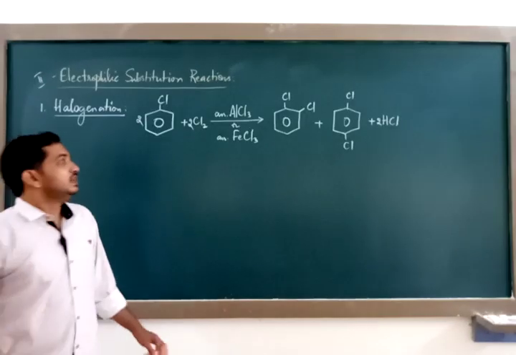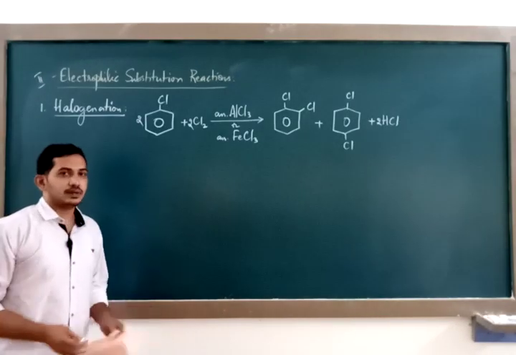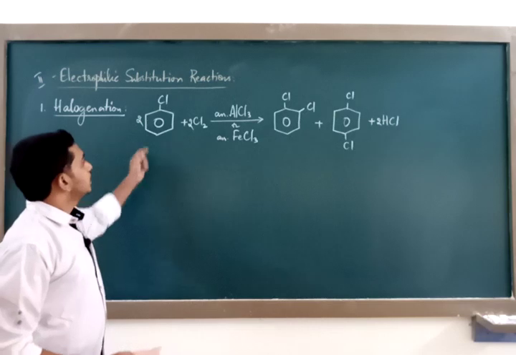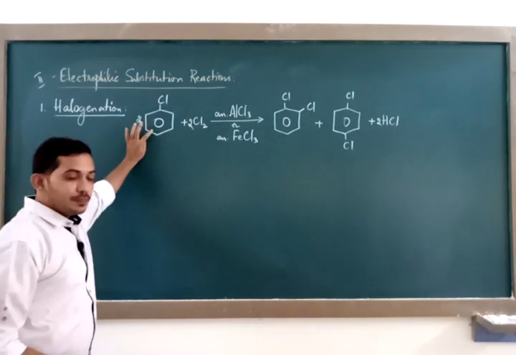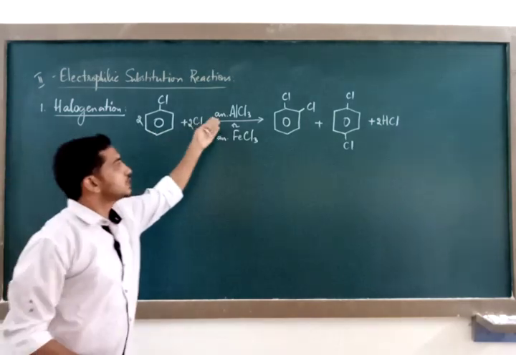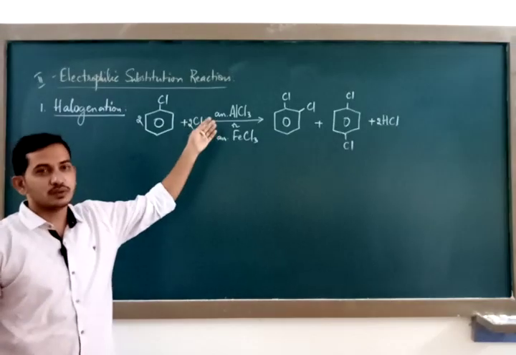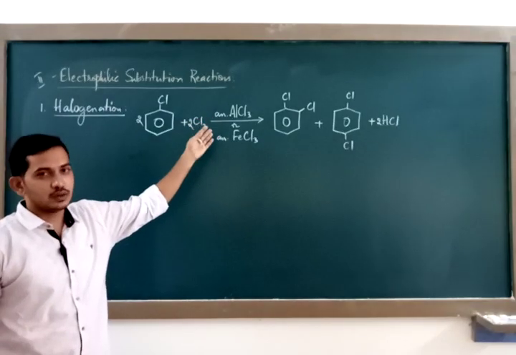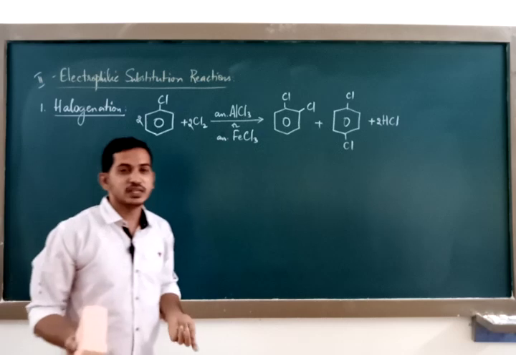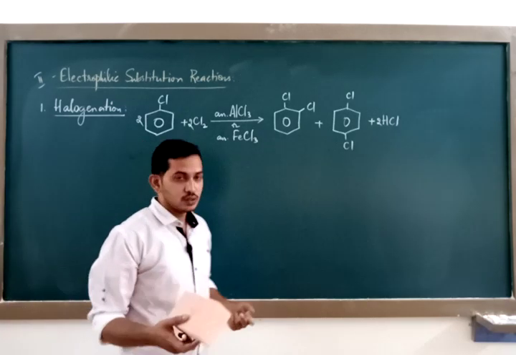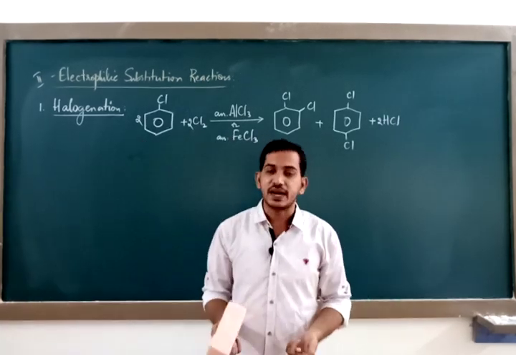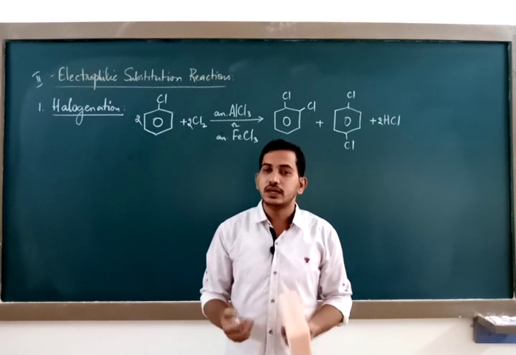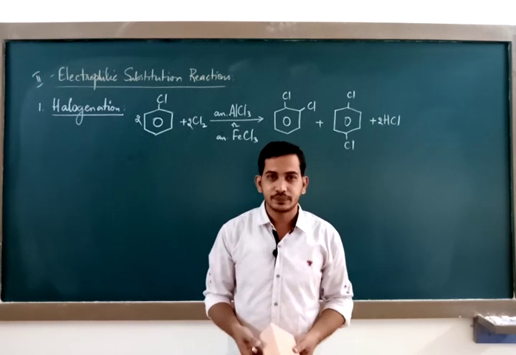Now, in this example, it appears very simple, and it is. When chlorobenzene reacts with chlorine in the presence of anhydrous aluminum chloride or anhydrous ferric chloride as a catalyst or a halogen carrier, you will get 2 products, orthodichlorobenzene and paradichlorobenzene. You can identify which product is major.